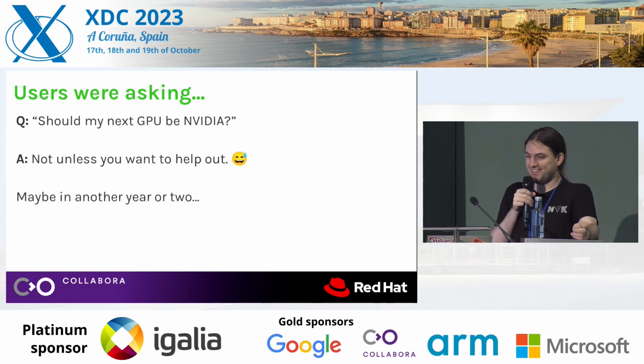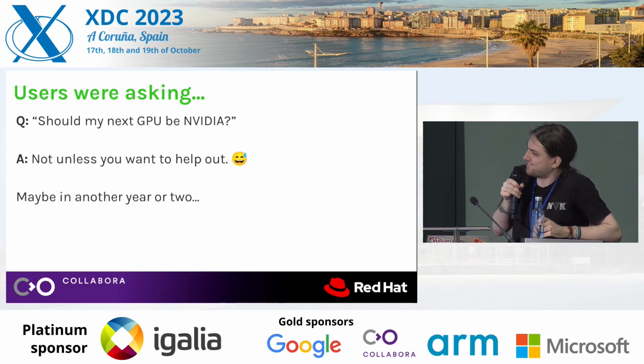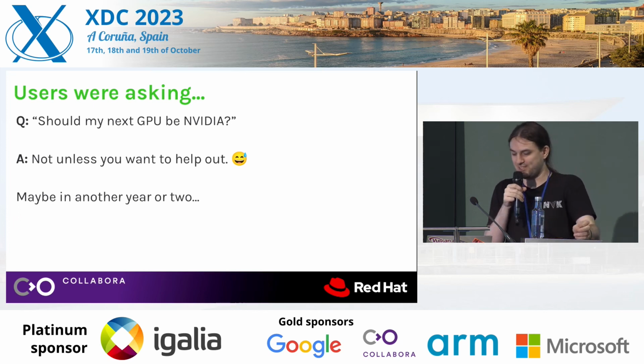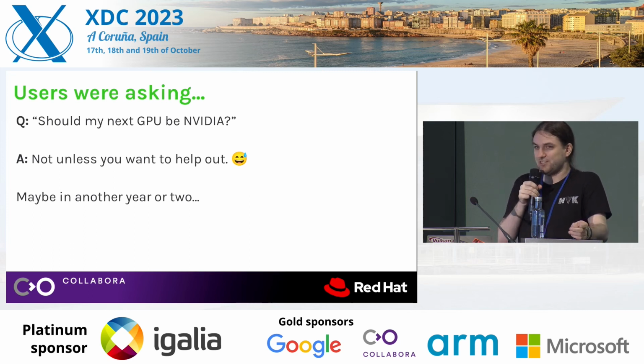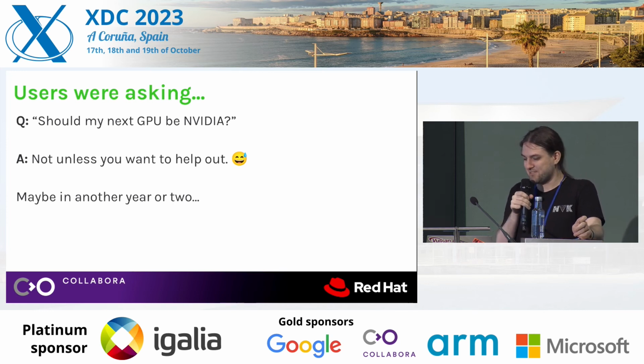Users are also asking if their next GPU should be NVIDIA, which I think is kind of an upgrade answer to what we had 1 or 2 years ago, because then it was a straight no. But now if you want to help out, you can get a new NVIDIA GPU. If you expect things to just work out of the box and get great performance and everything, then maybe try in 1 or 2 years. Performance won't be great until GSP is merged. NVK is also not really optimizing for performance right now, so things are pretty slow. But yeah, we will get there eventually.